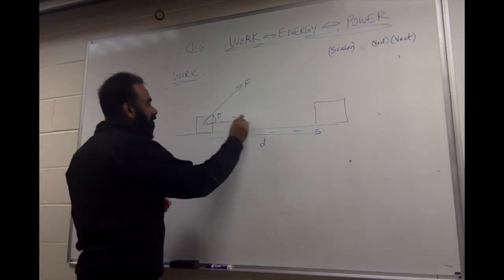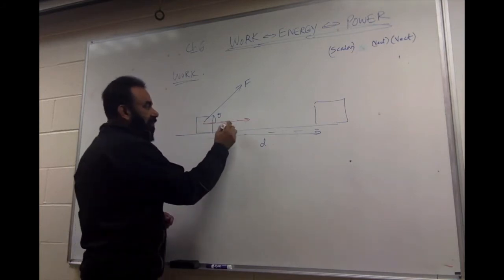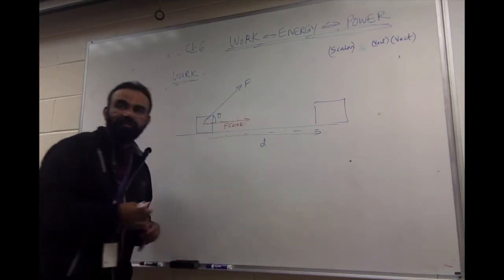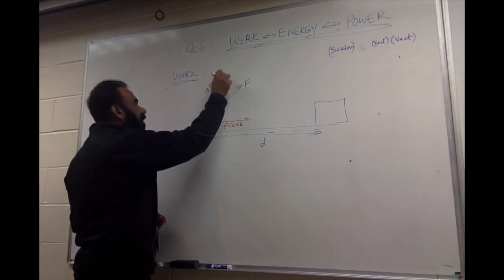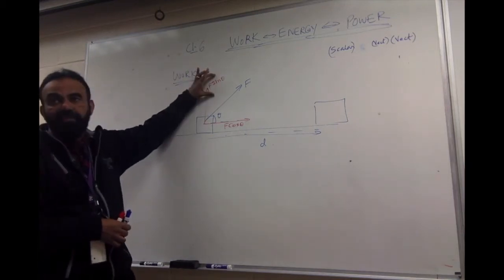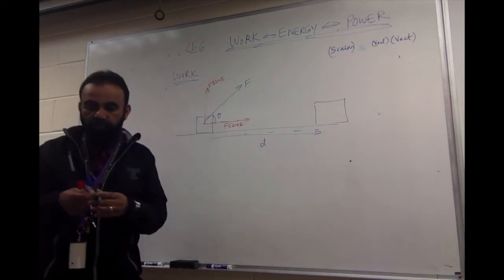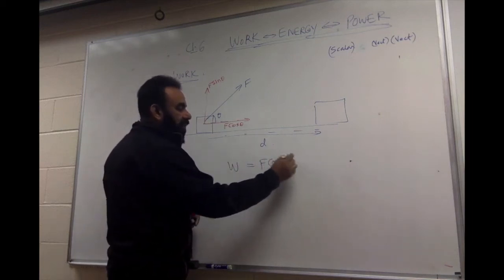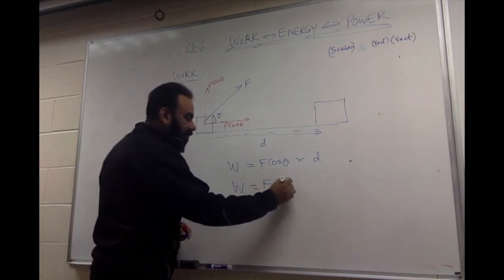Resolve it. Yep, you resolve the force. And what component is this? F what? F cosine theta, because it's adjacent to the angle. And this one is F sine theta. Now, out of these two components, how much is work done by this? Zero, because it's perpendicular. And this is the only component which is doing the work. So the work done in this case is F cosine theta times d, which is what we normally write as F d cosine theta.